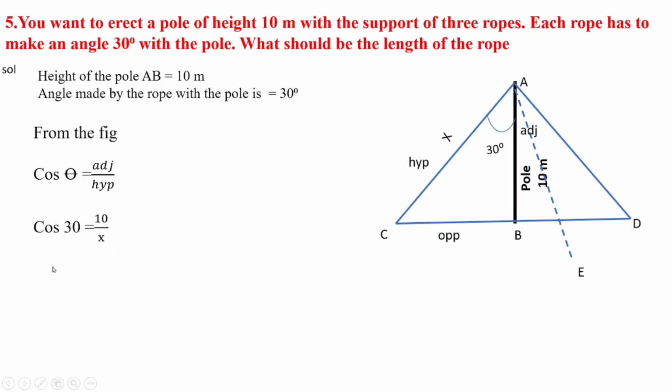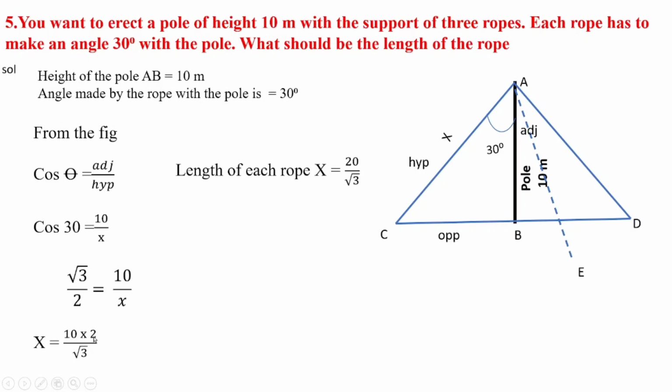So what is the value of cos 30? It's root 3 by 2, and 10 by x as it is. Now I have to simplify the value of x. I will take x to the numerator, root 3 from the numerator to the denominator, and the 2 from the denominator to the numerator. So x is equal to 10 into 2 divided by root 3. 10 into 2 is 20, so the length of each rope is 20 divided by root 3. This is the value of x.